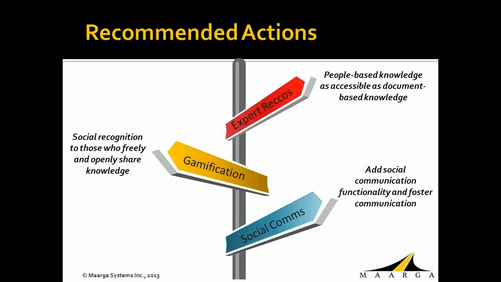So again, the recommended actions are not too different from the previous use case. Again, a lot of these use cases share common actions, common recommendations, so you might see the same thing coming up again, but they are different in different contexts. So what do the experts recommend as actions to enable social knowledge sharing?